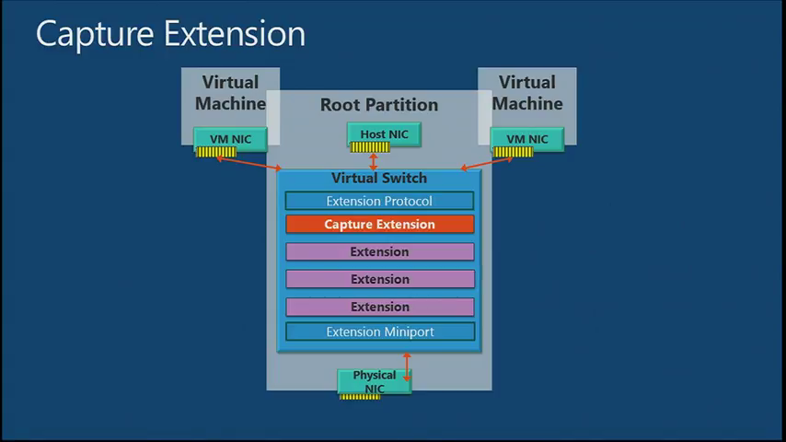Because the other extensions below it could end up modifying traffic on the way, at the capture extension you will see the traffic as it left the VM rather than as it's been modified by some other extension. And when it returns up, you will see it after all the modifications have been done. That's why the capture extension sits logically at the top.